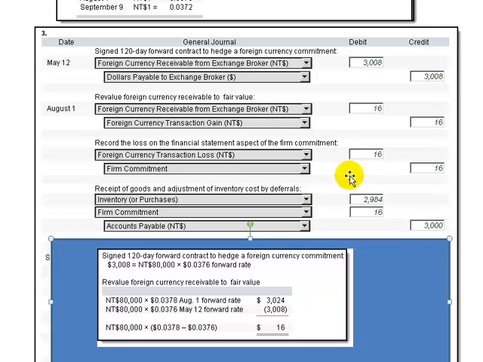Okay, and then finally when we receipt the goods, we clear it all out by debiting inventory for 2984, crediting the accounts payable for 3000, and then eliminating the firm commitment. Okay, so those are the steps involved with number 3.